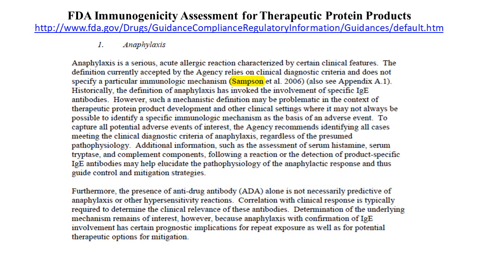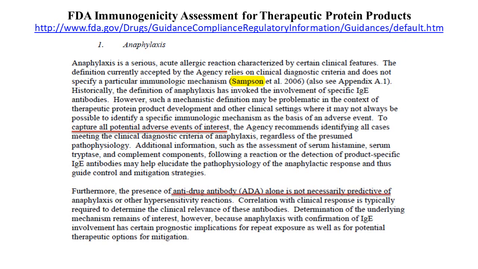For the drug approval, the FDA is expecting to see the Samson criteria applied, which I will explain later. But from an individual standpoint, you can actually look at any kind of potential adverse events of interest to analyze this potential anaphylaxis to the drug.